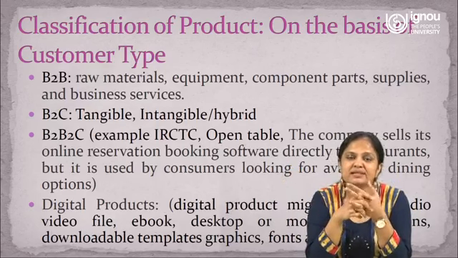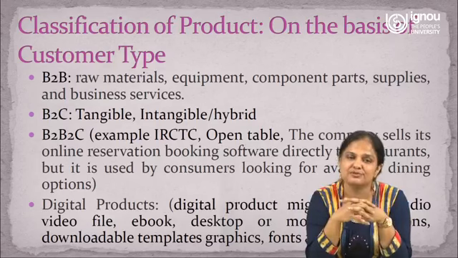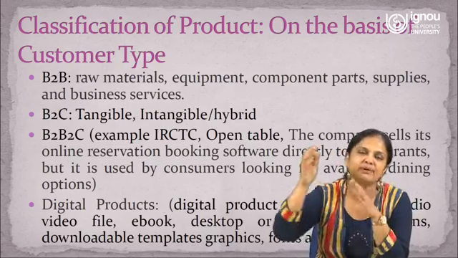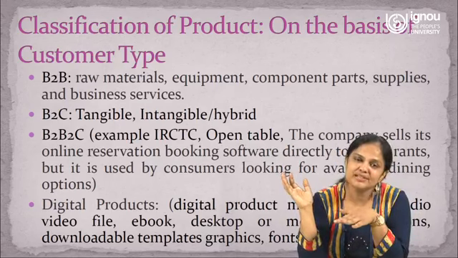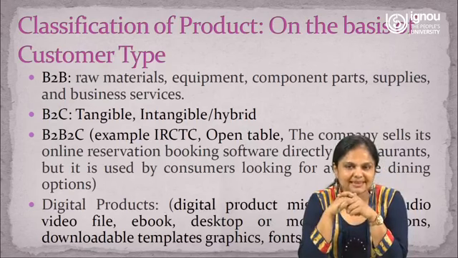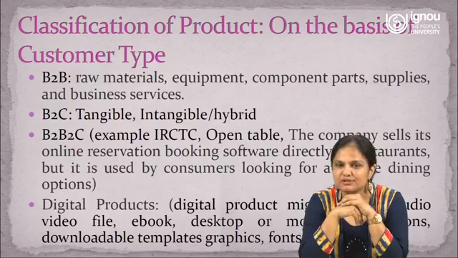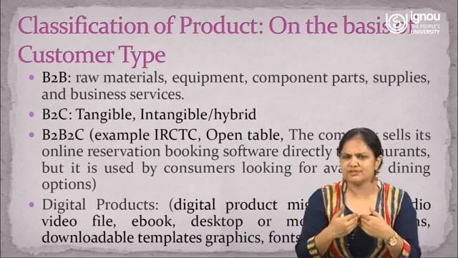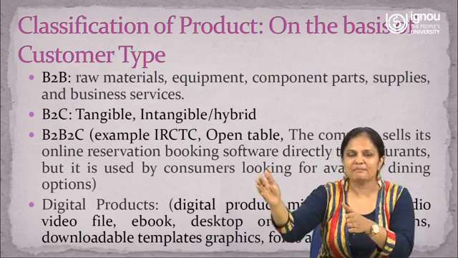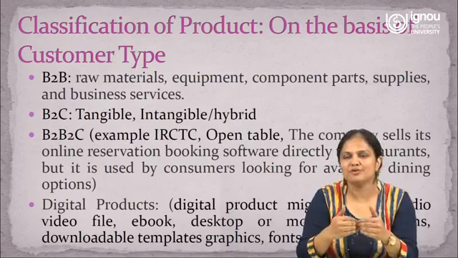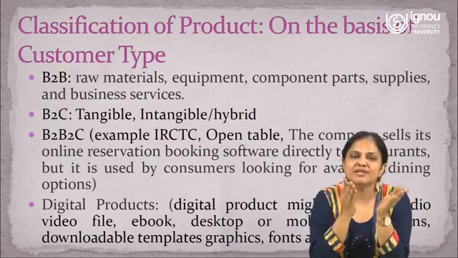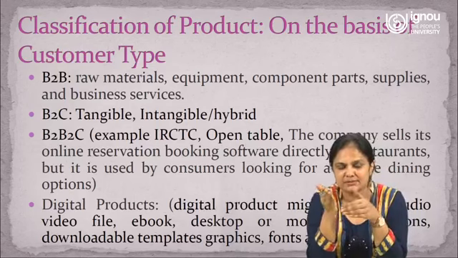For example, the IRCTC portal that we use must have been bought by the railways, but who is using it? We, the customers, are using it. Likewise, another example, OpenTable. The company sells its online reservation booking software directly to restaurants. We as customers of the restaurants are not buying this OpenTable software. It is bought by the restaurants, but we, the customers, are using it while we are looking for available dining options. So these kinds of products are called B to B to C, from business to customer.